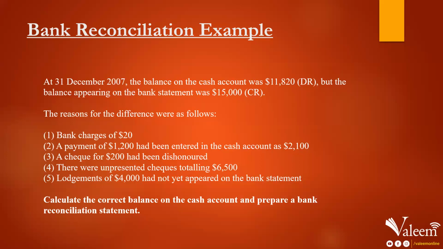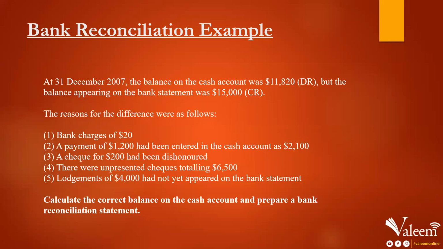So it will be a credit entry out of our cash book, because this is something which has been deducted from our bank account automatically. The bank has automatically taken $20 from our bank account as services that they're providing to us. A payment of 1,200 had been entered in the cash account as 2,100. This is a situation of a cash book error. Instead of entering a payment of 1,200, we accidentally entered a payment of 2,100.